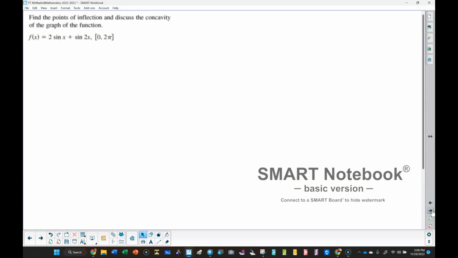Two problems to cover all the essential objectives, okay? Like always, we're going to try and focus on some trigonometry just for that added value. Don't make it more complex than it has to be, okay? Focus on the essentials. So this one reads like this. Find the points of inflection and discuss the concavity of the graph of the function.